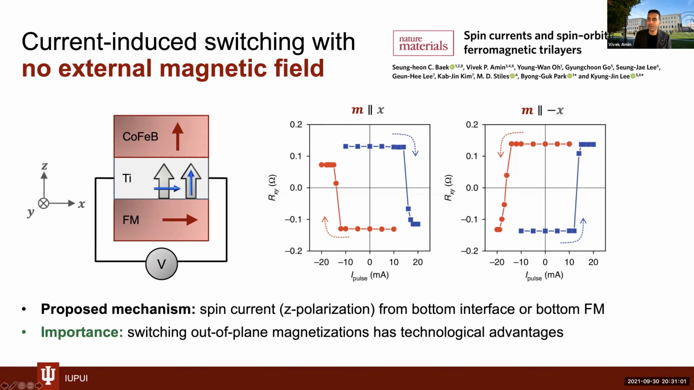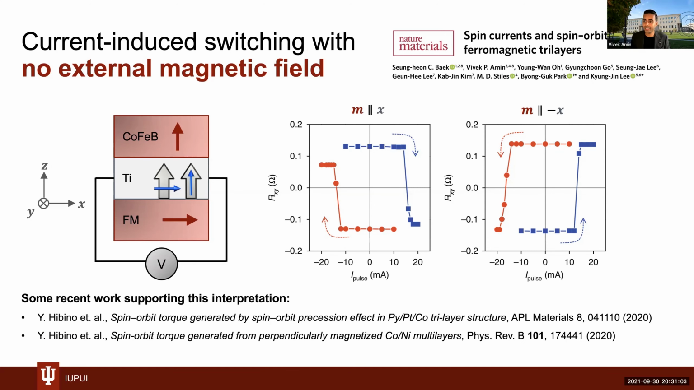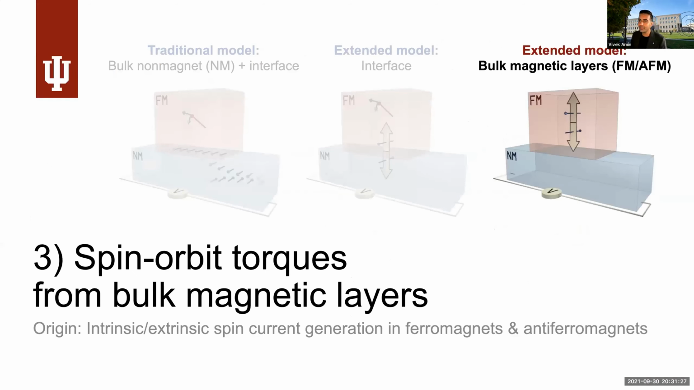I want to point out that this work was done in 2018. Since then, there's recent work supporting this interpretation by Habino et al. And so you can look at these papers over here to see other mechanisms of measuring the spin current, or the torque rather, in these ferromagnetic trilayers, and how the bottom layer is influencing the top layer.